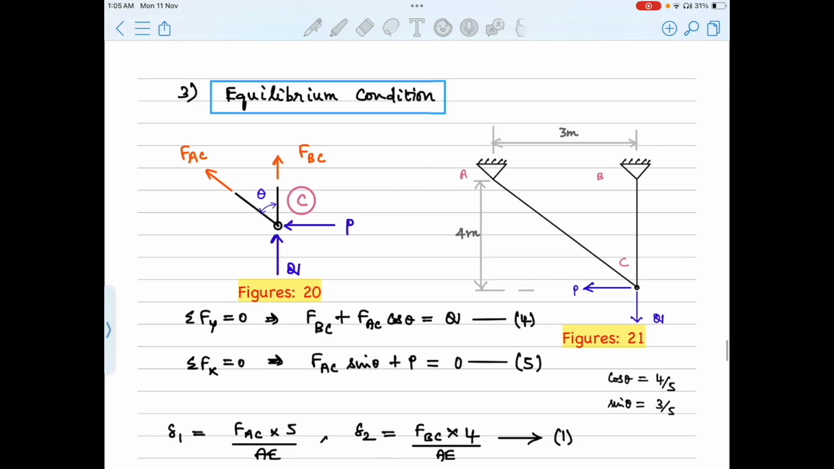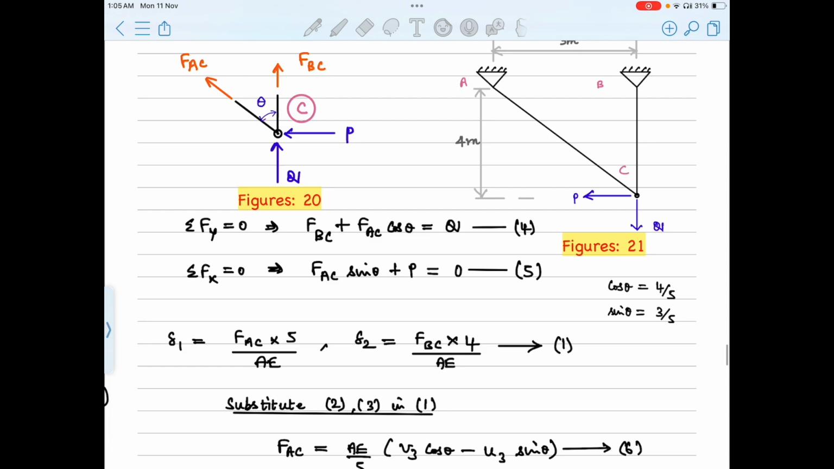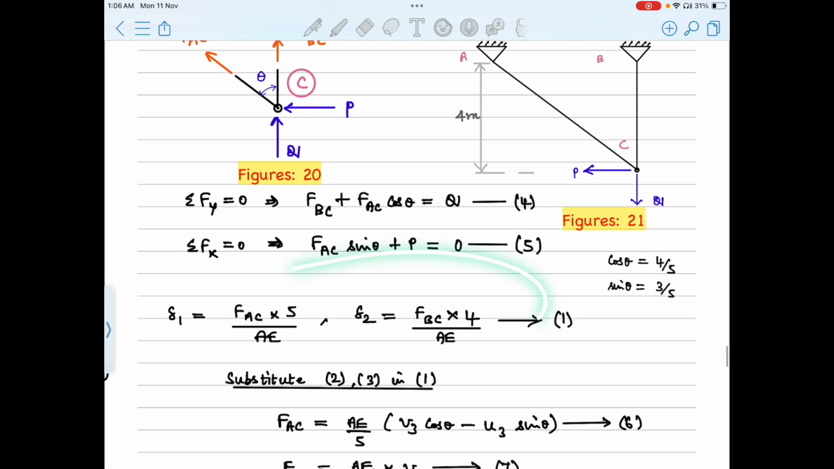If we consider the equilibrium of joint C, this is the truss under consideration. If we consider the equilibrium of joint C in this figure 20, we can get these two equations mentioned by 4 and 5. I'm writing the equation once again here. That is equation 1 is written here again. We had them already, which relate the member forces to local degrees of freedom. Next, we are substituting these two equations in equation 1, in this set of equations.